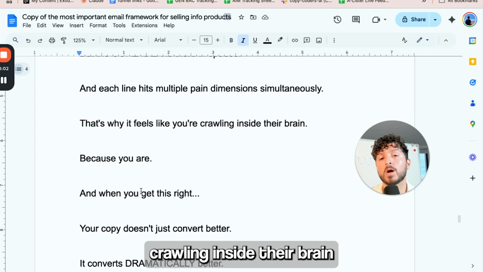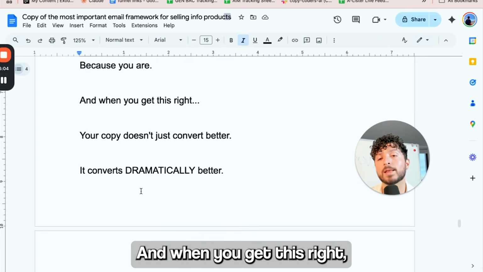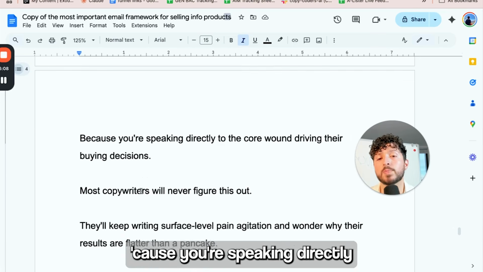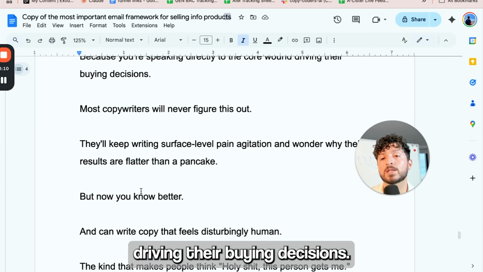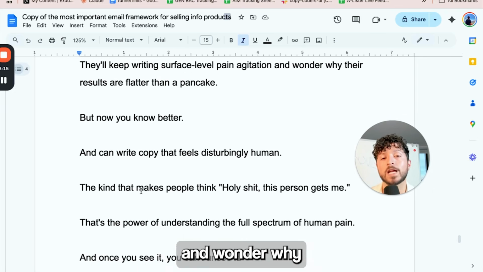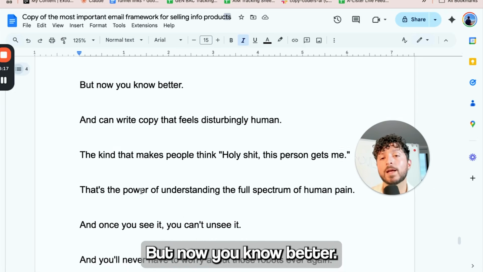That's why it feels like you're crawling inside their brain, because you are. And when you get this right, your copy doesn't just convert better, it converts dramatically better, because you're speaking directly to the core wound, driving their buying decisions. Most copywriters will never figure this out. They keep writing surface level pain, agitation, wonder why their results are flatter than a pancake. But now you know better.